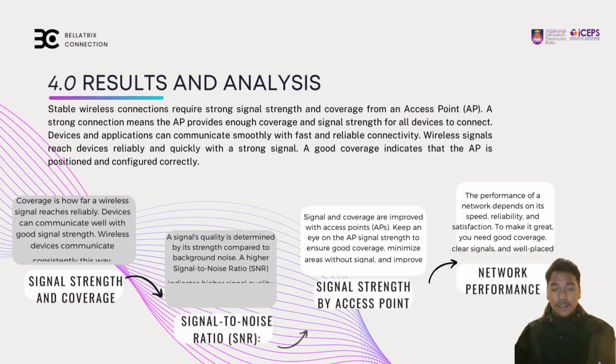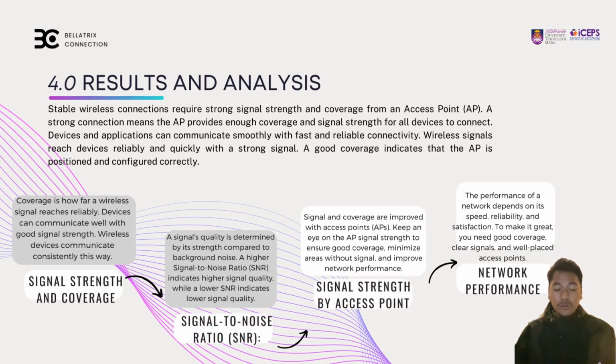So, for signal strength and coverage, signal strength is how strong a wireless signal is, and coverage is how far it reaches reliably. Good signal strength and coverage mean devices can communicate well. This ensures consistent communication of wireless devices. Next is SNR, or signal to noise ratio. Signal quality is determined by comparing the strength of the desired signal to background noise. Higher signal quality is shown by a greater signal to noise ratio, while lower signal quality is indicated by lower SNR.